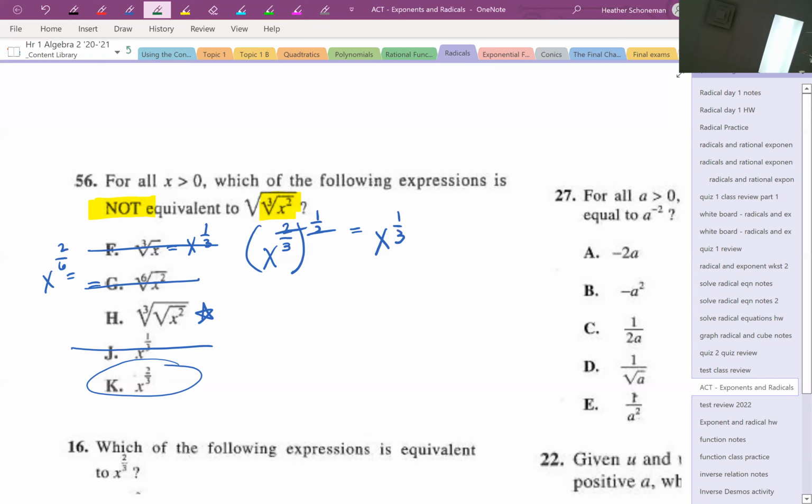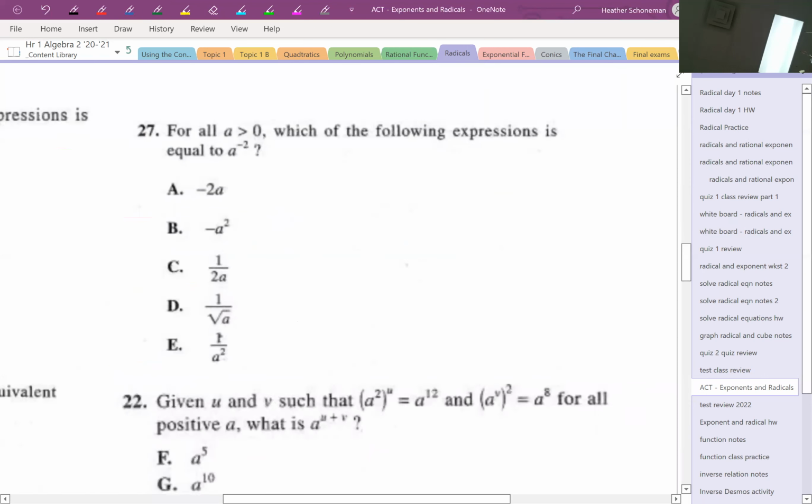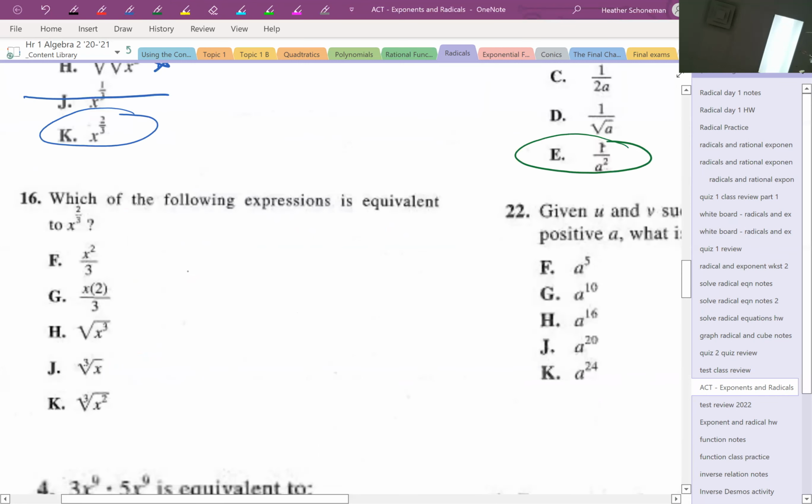Okay, let's look at number 27. We got a to the negative second. Well, how do we make it positive? We move it. We write 1 over a squared. That's it. Okay, rewrite this one as a radical. So x goes under the radical. 3 is on the shelf. 2 is the exponent. Well, it always is.